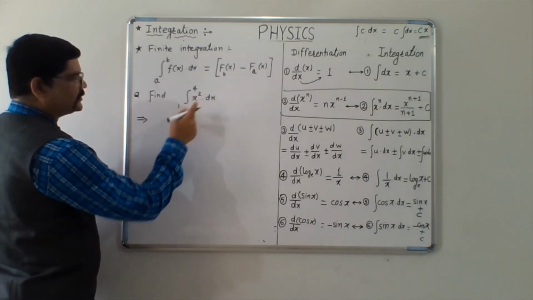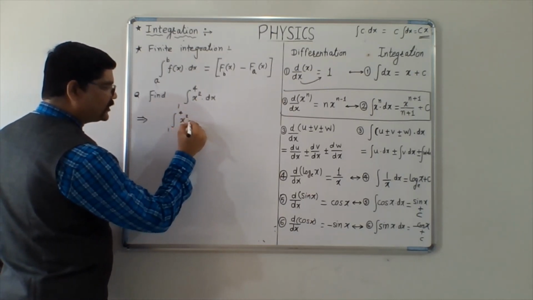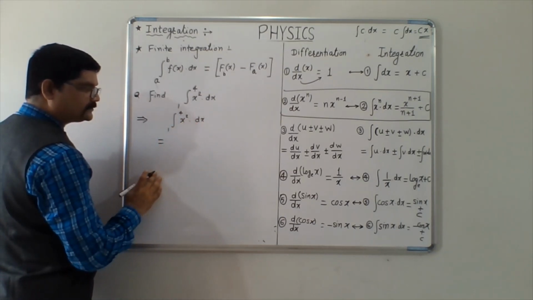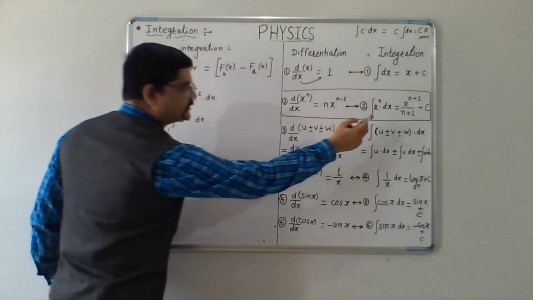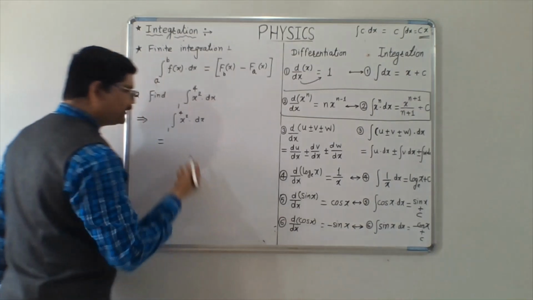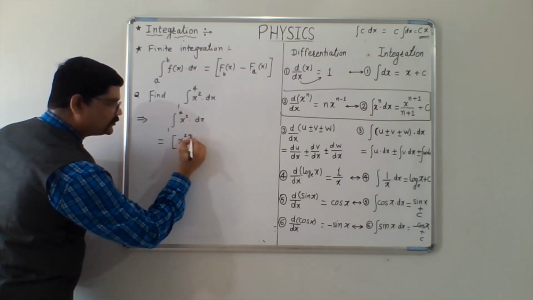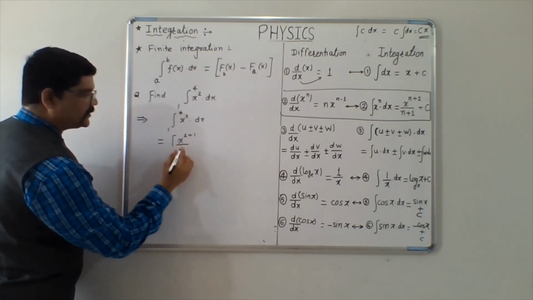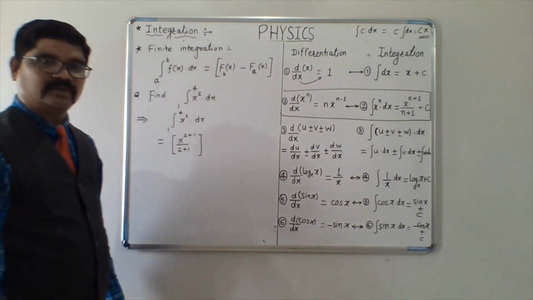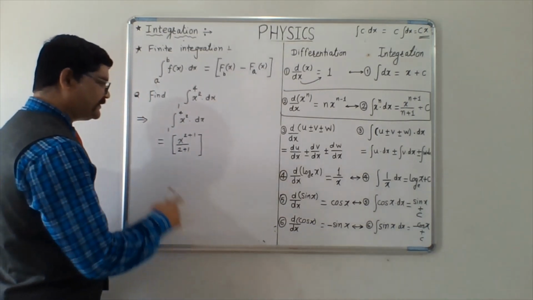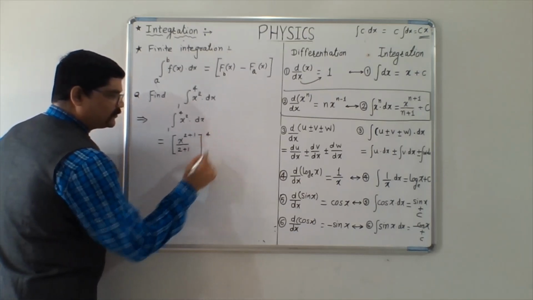Here we will try to obtain the integration from 1 to 4 of x to the power 2 dx. First of all, find out the value of x to the power 2 dx. What is the formula? This will come as x to the power 2 plus 1 divided by 2 plus 1. In finite integration, there is no rule of that constant c, so we will take it as it is. Lower value 1, upper value 4.